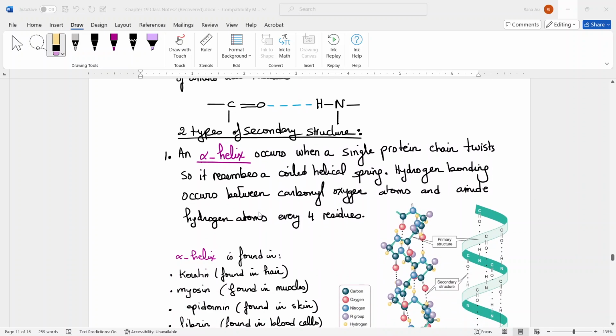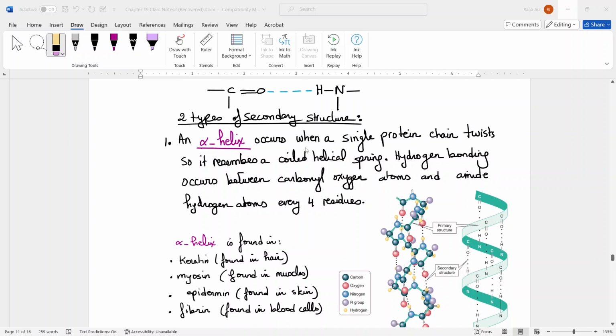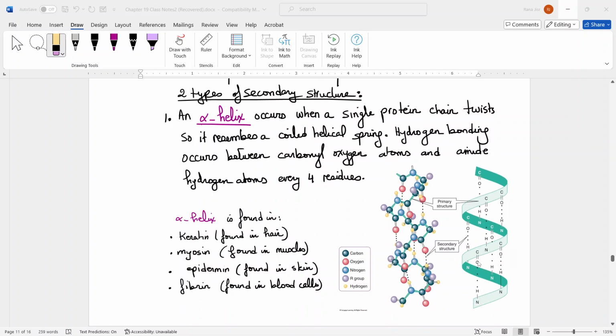Okay, let's start with the alpha helix. Both of them occur as a result of hydrogen bonding interactions. So the alpha helix occurs when a single protein chain twists. With the twisting of the chain, the amino acid chain or protein chain will behave like a spring. It's a coiled helical spring.